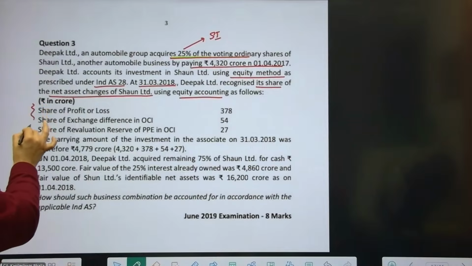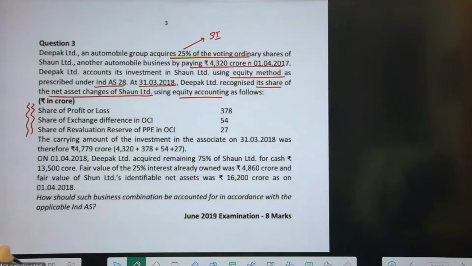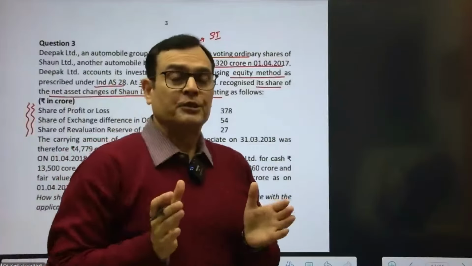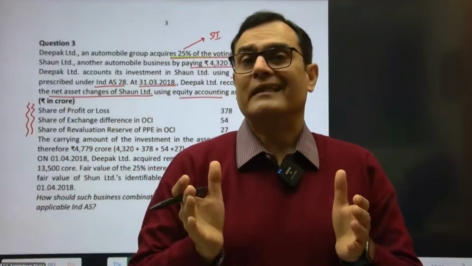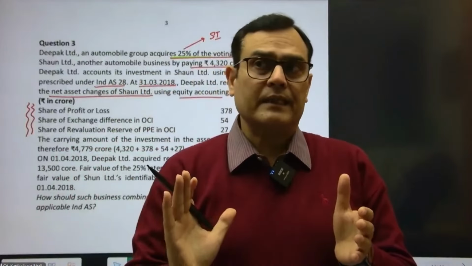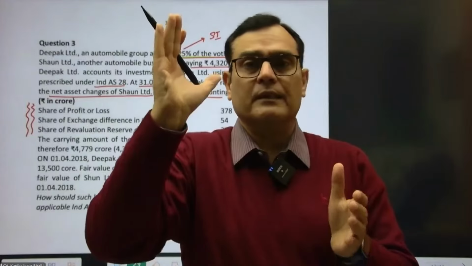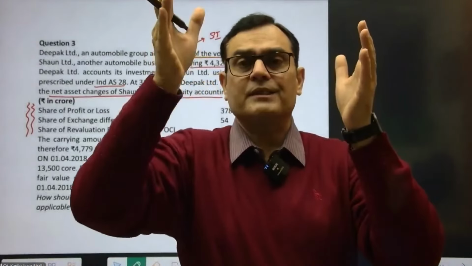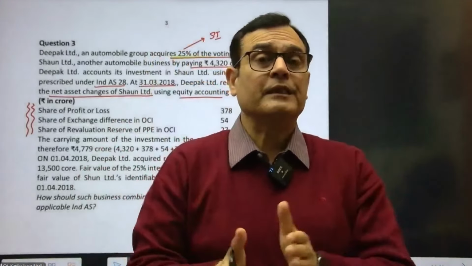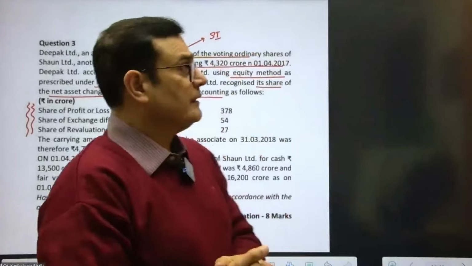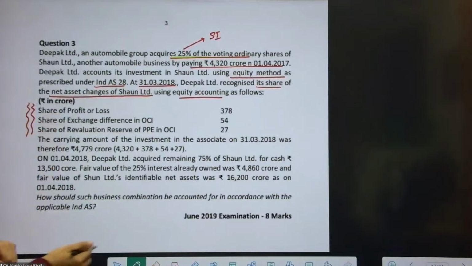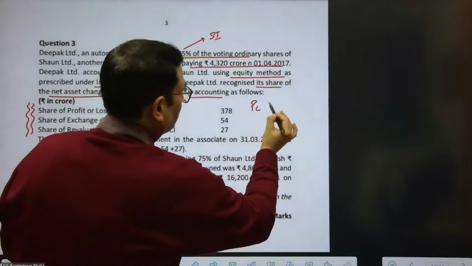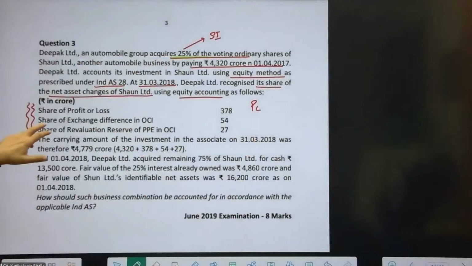So what they've done is accounted for the change in the net assets. Now you very well know that in terms of the equity method of consolidation, you track the changes in the net assets of the company. If the net assets of the associate go up, the investment goes up. If the net assets of the associate go down, the investment goes down. So in this case, they've taken a share of profit or loss. Can I say P&L? They took a share of exchange difference. So where was this credited?